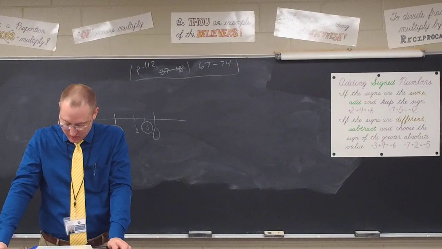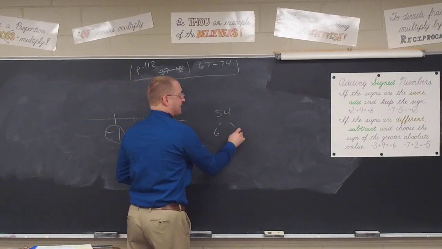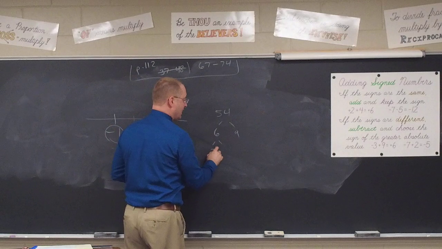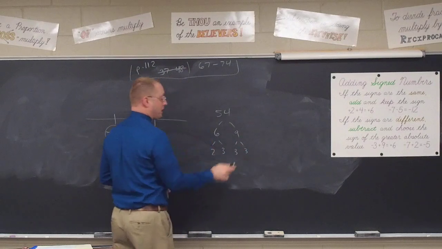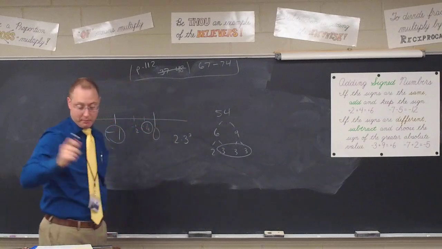2 times 3 cubed. Excellent job. Remember, we're going to factor the 54 to something like 6 and 9, because that's the only thing we memorized as kids. This is 2 times 3, this is 3 times 3. But with exponents, we want to say 2 times 3 cubed. Great job, Corey. How about letter B?